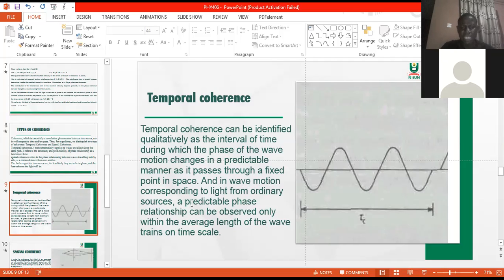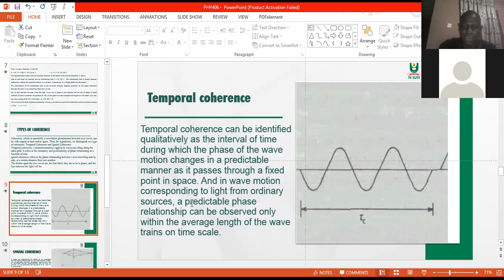A predictable phase relationship can be observed only within the average length of the wave trains on a time scale. What this simply means is that when it's moving in the form of a wave train, it is on a time scale. It changes with time. When one starts, it stops at a particular point, and another one starts. It does not overlap each other.